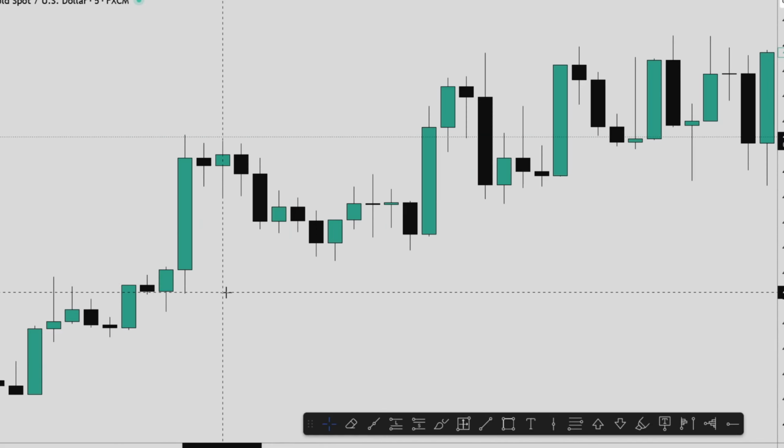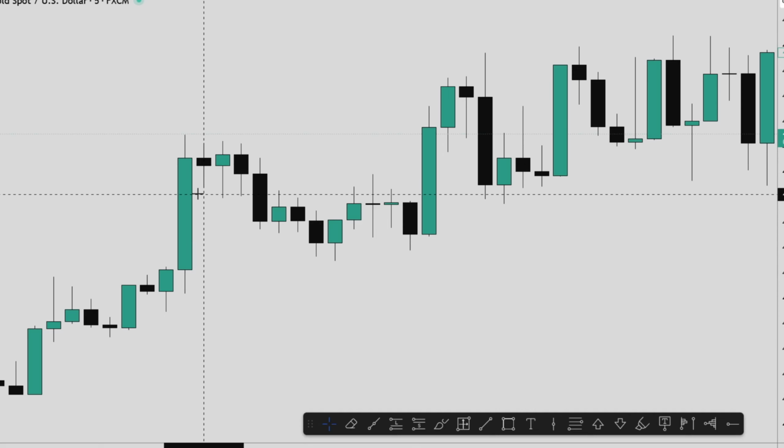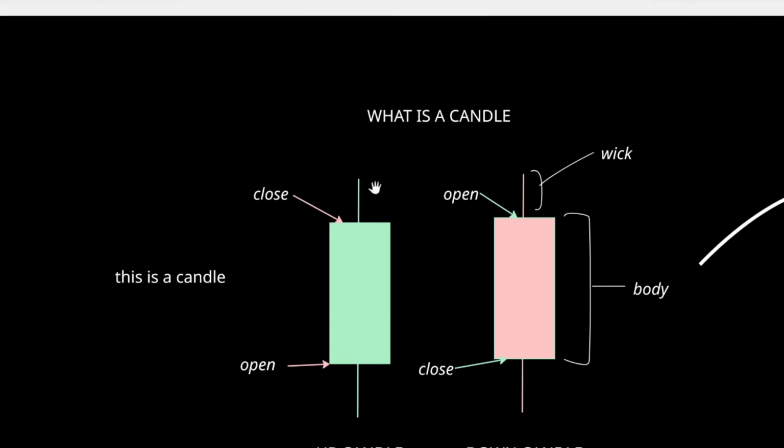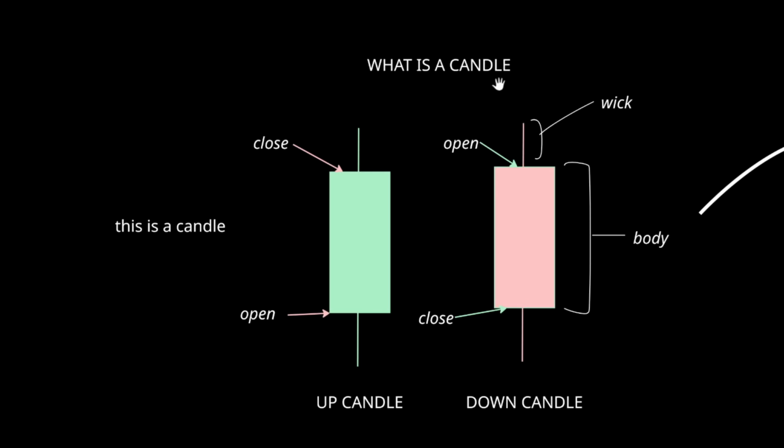So we have here candles going up and candles going down. Great. So what is a candle? A candle represents a unit of time. Let's just explain what the candle shows, then we are going to explain the time element.